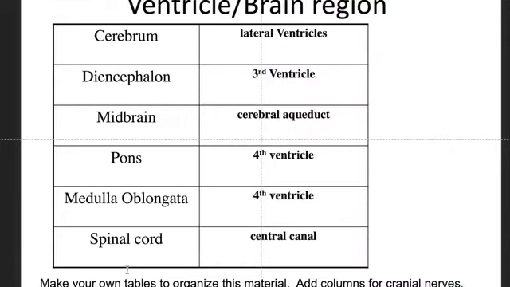And here is the key. You should be able to write this on your own. If I pass you in the hall and I name a brain region, I want you to name that ventricle, or the other way around. If I name the ventricle, you got to just boom, spit out the brain region.